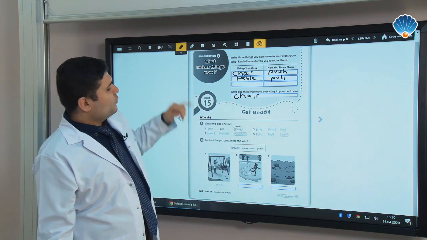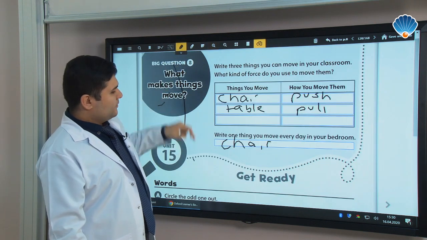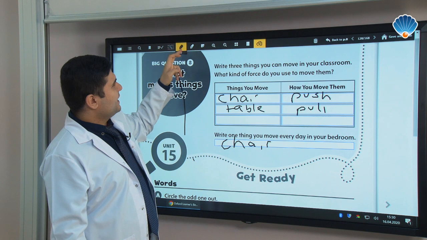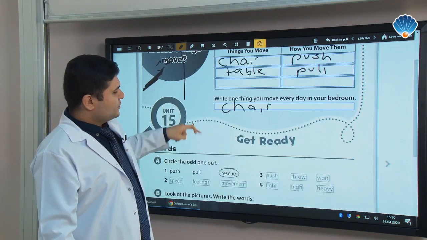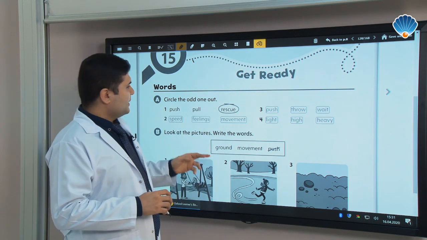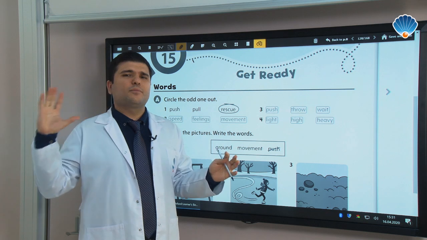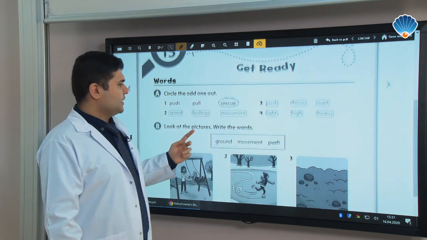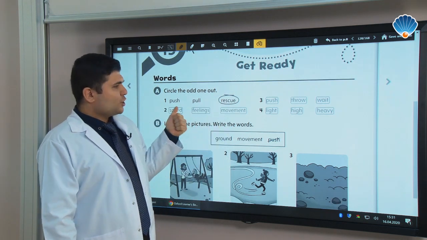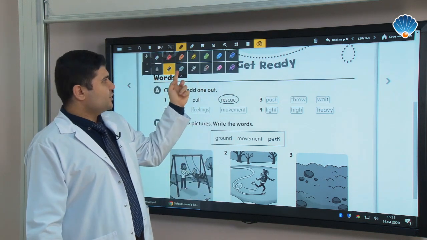And let's just go on with the target vocabulary part. So the first thing we will do is to circle the odd one out, okay? There are 3 different words and one of them is different from the others. So look at number 1. We have push, pull and rescue. So the answer is rescue here, okay?